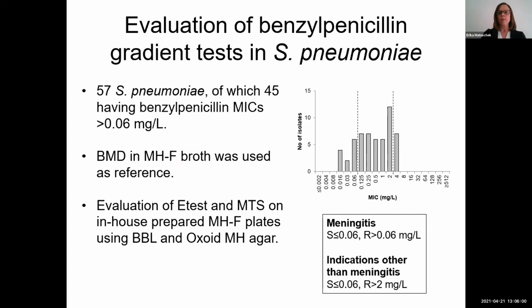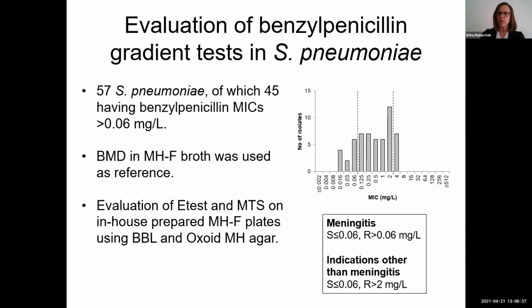But we also know that many labs don't perform broth microdilution for Streptococcus pneumoniae or other organisms, and the most commonly used method for this is gradient tests. And we therefore decided to look into specifically gradient tests for benzyl penicillin MIC testing in Streptococcus pneumoniae. We have selected a collection of 57 isolates, so not so many, but many of them with beta-lactam resistance mechanisms. And 45 of these had benzyl penicillin MICs above 0.06 milligrams per liter.